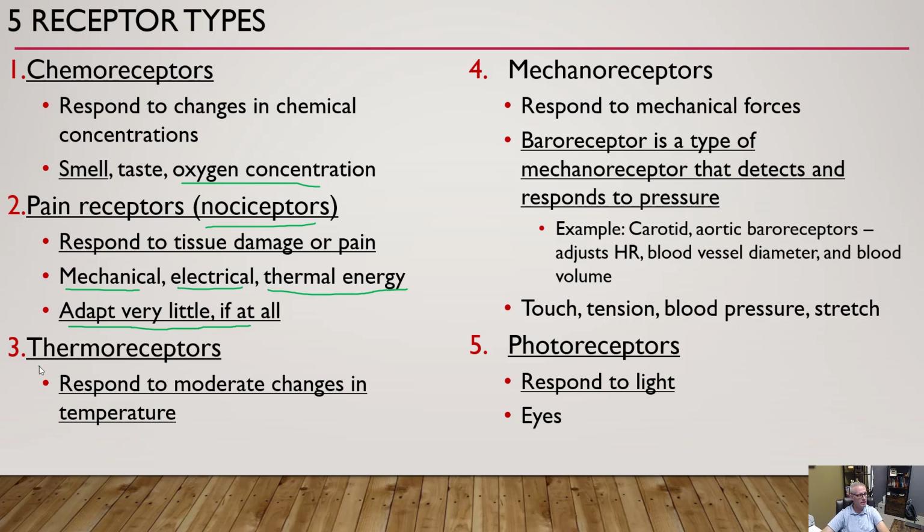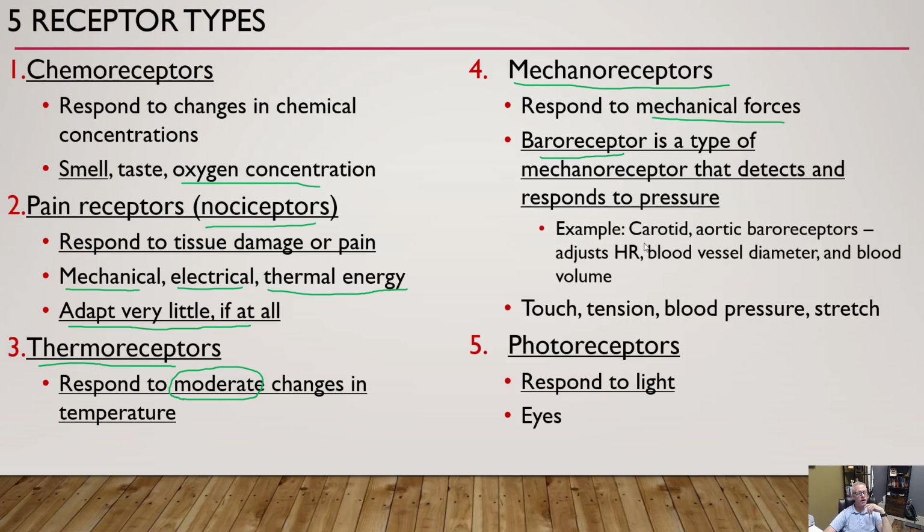Thermoreceptors. Thermo means heat. So thermoreceptors are going to detect changes in temperature. Now here I said moderate changes in temperature. We'll go over what that word moderate means later on. Mechanoreceptors are going to respond to mechanical forces. So think of pressure-based forces. So baroreceptors are a type of mechanoreceptor that's going to respond to pressure changes.